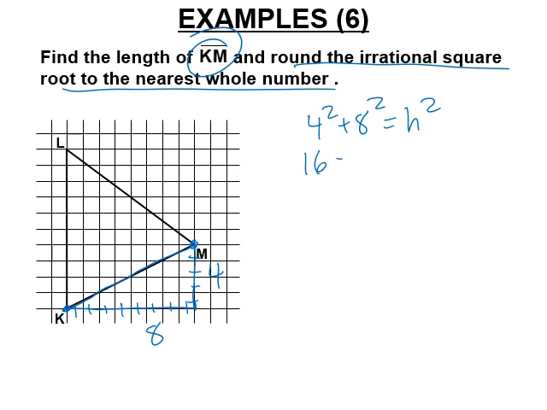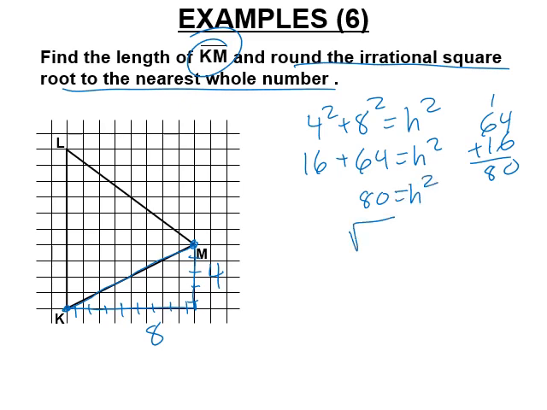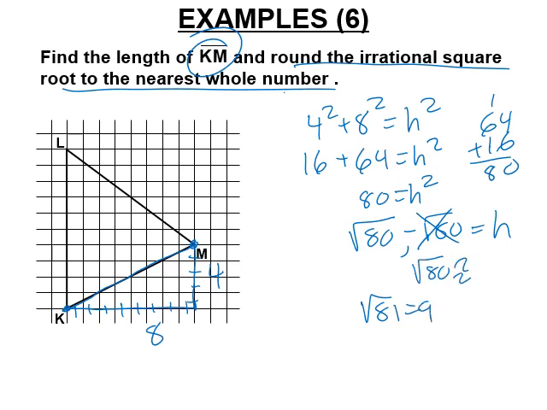4 squared is 16. 8 squared is 64. 64 plus 16 is 80. So 80 equals h squared. Square root, positive and negative, right? We're going to cross out the negative because it's a side. So a side can be irrational, but it can't be negative. Square root of 80, well, nearest whole number, square root of 81 is 9. So square root of 80 is approximately 9 units long.